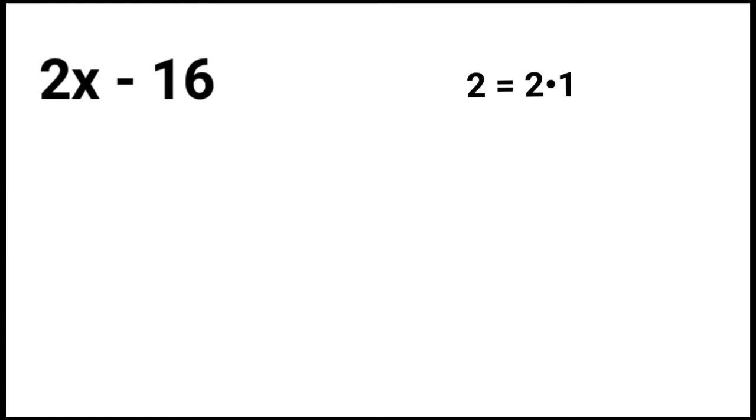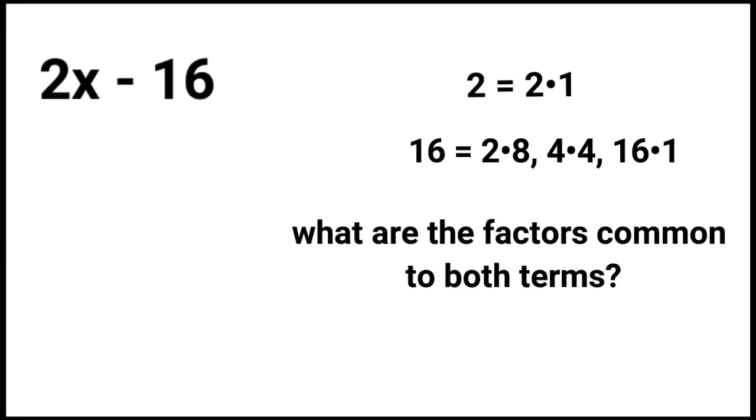Let us have example number 1. 2x minus 16. To factor, let us find first the factors of 2, and they are 2 and 1. The factors of 16 are 2 and 8, 4 and 4, 16 and 1. What are the factors common to both terms? Ibig sabihin, ano yung number na meron ang both terms na pareho? It is 2. So the GCF is 2.